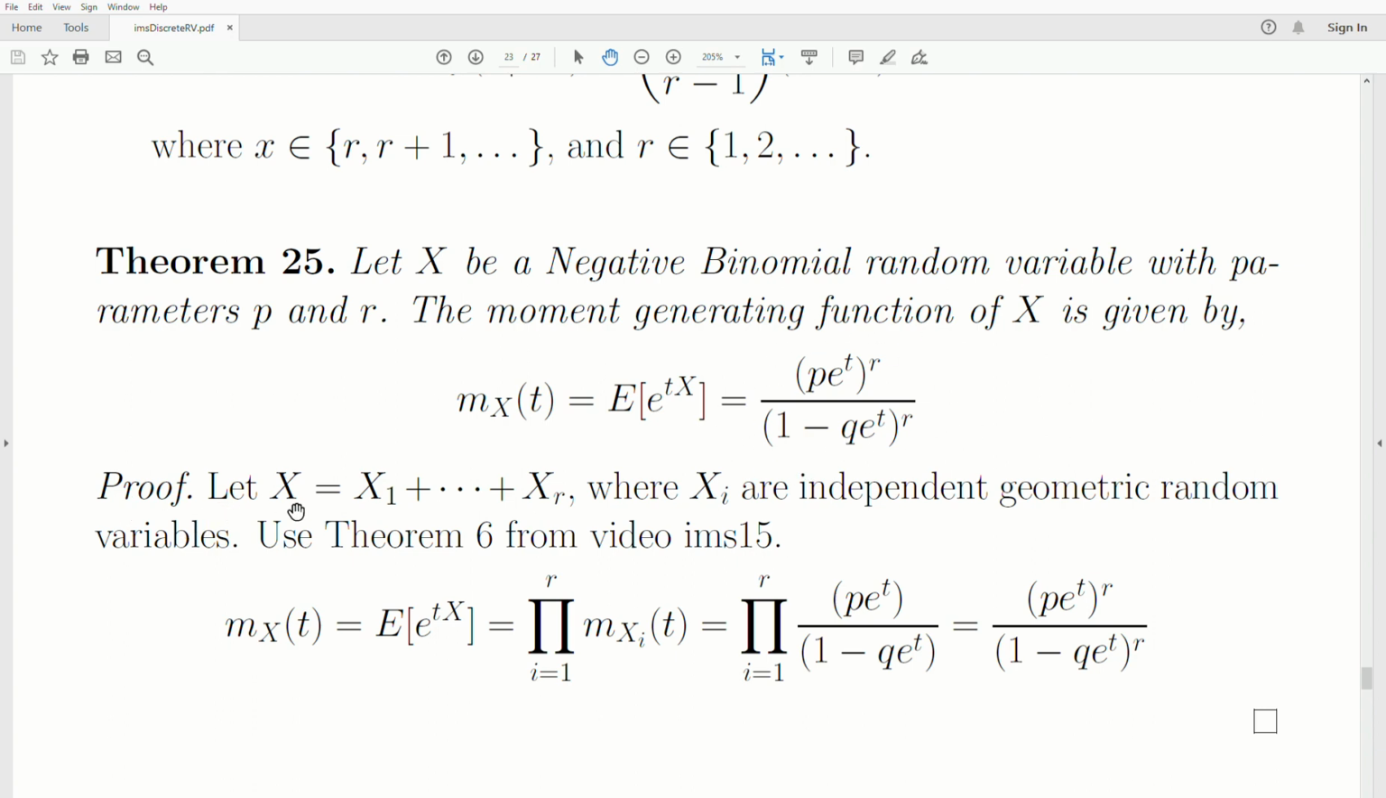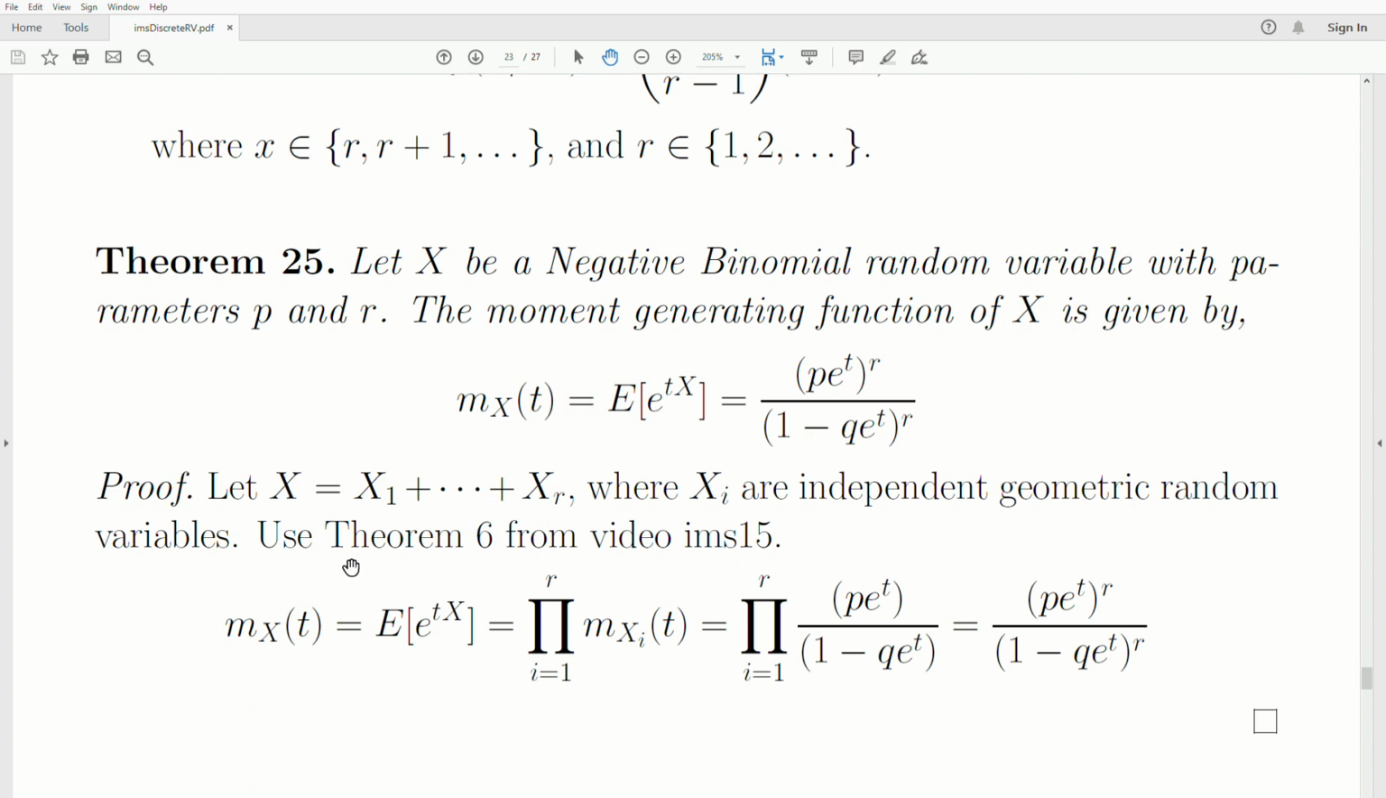Now let's prove it. Let x equal x1 plus x2 up to xr, where the xi are independent geometric random variables. First let's explain what's going on there. x1 is a geometric random variable, so it's how many trials until we get to the first success. Then x2 is how many trials to the next success. We do that r times and we add them up. That's how many trials to the rth success.